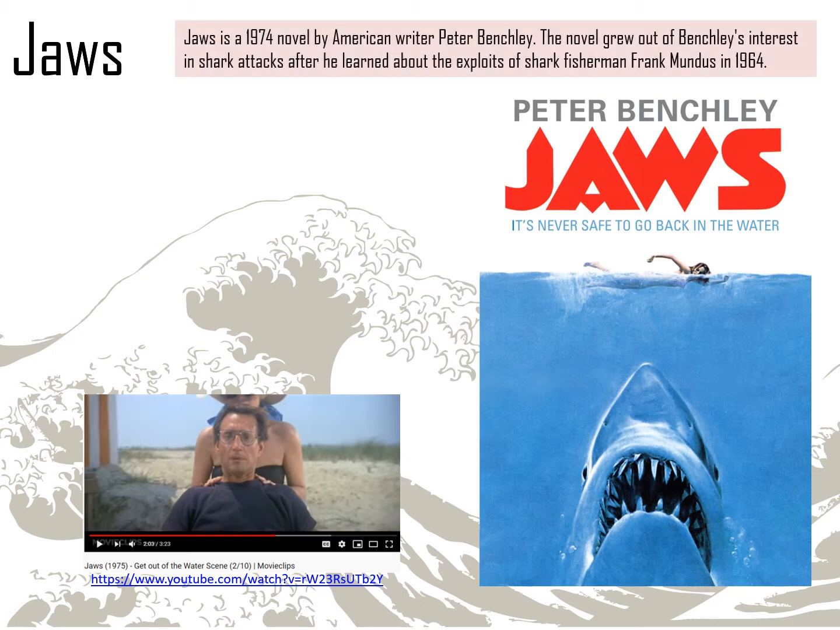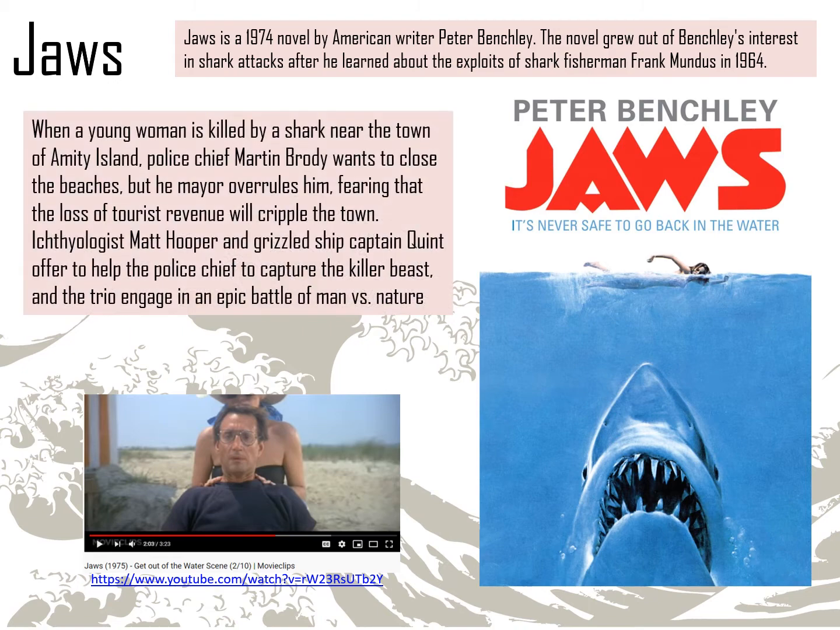And Jaws was written in 1974, and Peter Benchley was interested in shark attacks after he read about a shark fisherman called Frank Mundus, who he heard about in the 1960s. And the story of Jaws, rather, is about a young woman who is killed by a shark near a town called Amity Island.